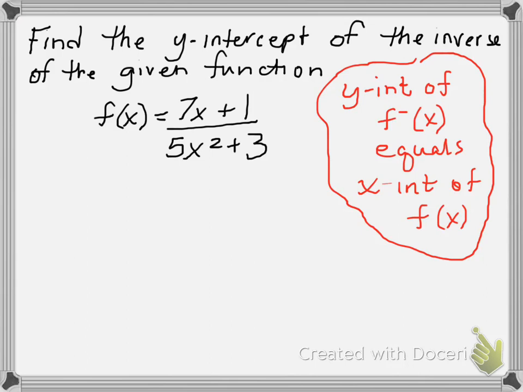All right. In this next problem, we're going to find the y-intercept of the inverse of the given function. And our function is f of x equals 7x plus 1 divided by 5x squared plus 3. Now, the one thing we have to remember, which is in our red little bubble there, is that the y-intercept of the inverse equals the x-intercept of the function.